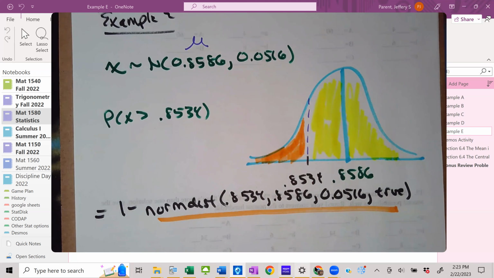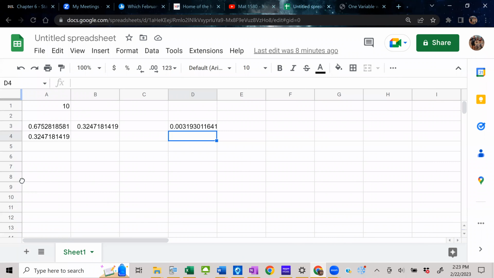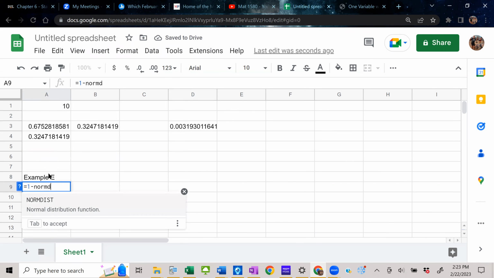So let's go back to Google Sheets. So this is example E. So it equals 1 minus norm distribution.